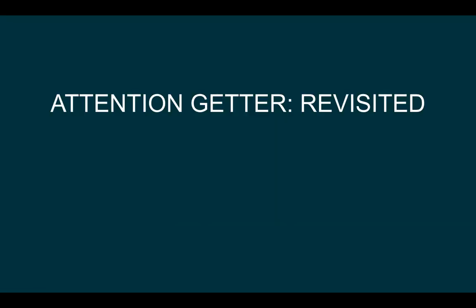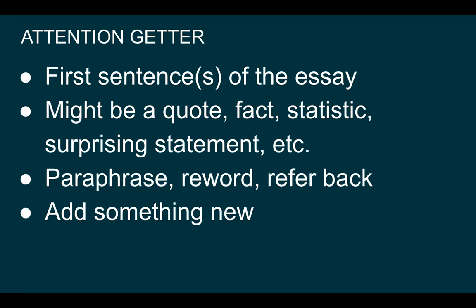Okay, now that you've done that, we're going to revisit our attention getter. So we have ST, summary, thesis. We have the A, which is the attention getter, revisited. And this is going to connect your intro paragraph to your conclusion. All right, so you've already done this. Your attention getter already exists. It's the very first sentence of your essay. It might have been a quote or a fact or a statistic or a surprising statement. All you need to do is paraphrase it, reword it, refer back to it. You can add something new about it if that works.